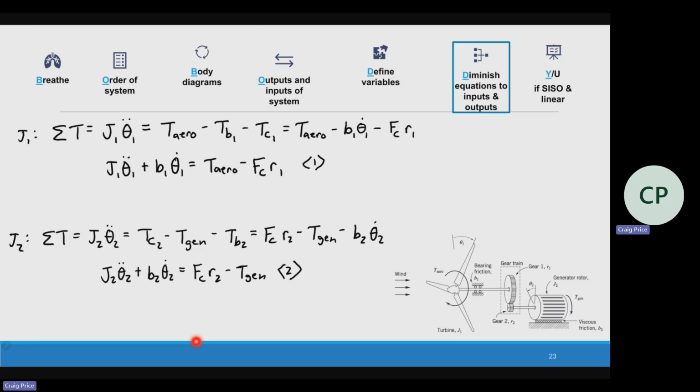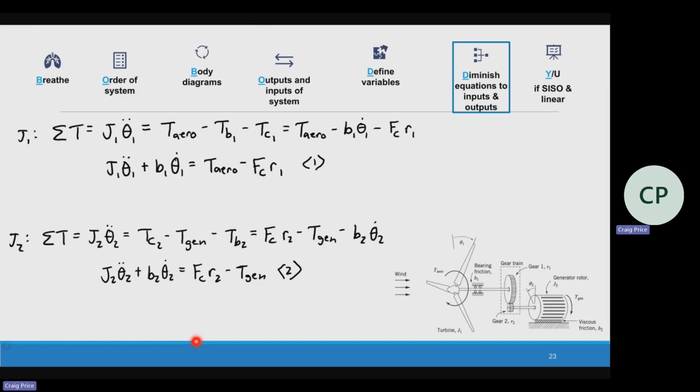But you know what's coming? There's more we can do. I know that the contact force is the same in between these, so there is a way to group those together. I know that theta 1 is related to theta 2. If I turn one, I'm going to turn the other. So it's really not two independent systems. We can treat it as one system where we can look at everything going in together, J1 and J2. We can look at T arrow and T gen to create one equation. That's what we're going to do right now.